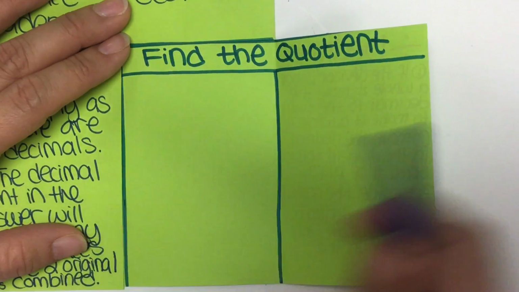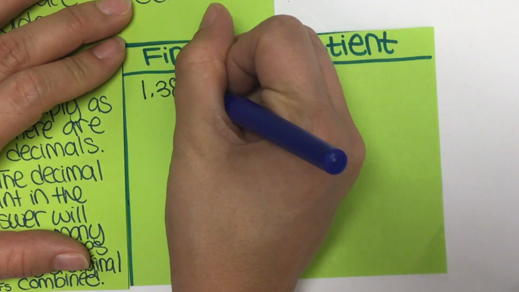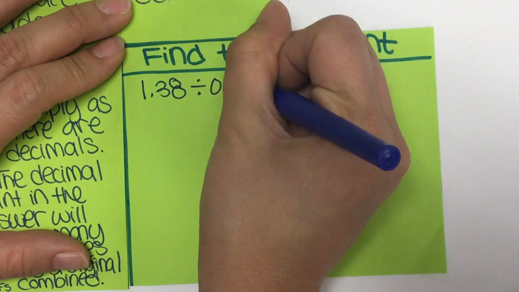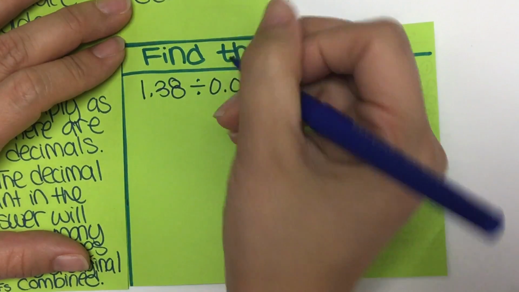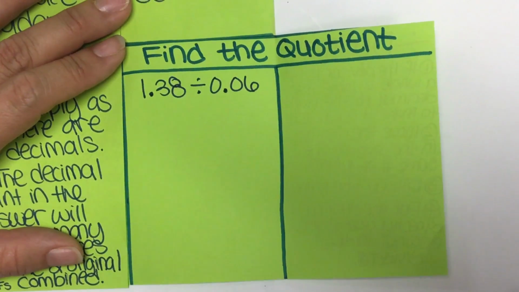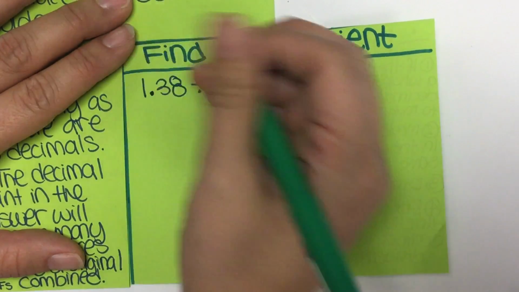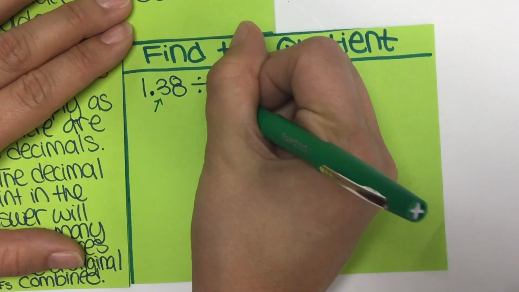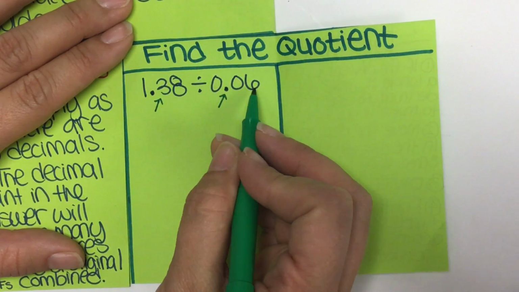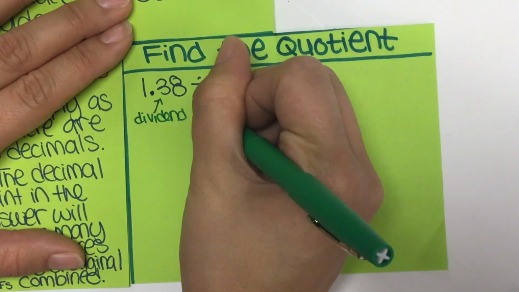Find the quotient. So let's start with 1 38/100 divided by 6/100. I'm going to do 2 examples with decimals in the divisor so that you can see what that looks like. When it's written like this, you have to think about what these are. 1 38/100 is being divided by 6/100. So this is your dividend, and this is your divisor.